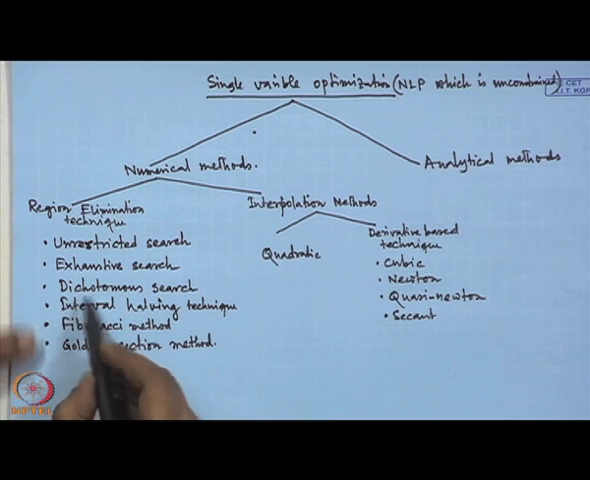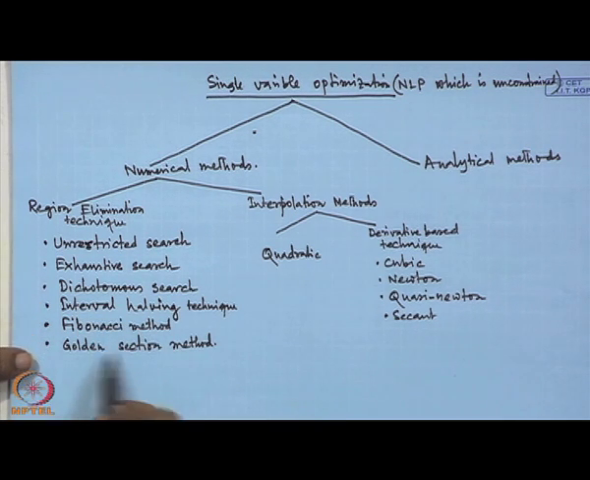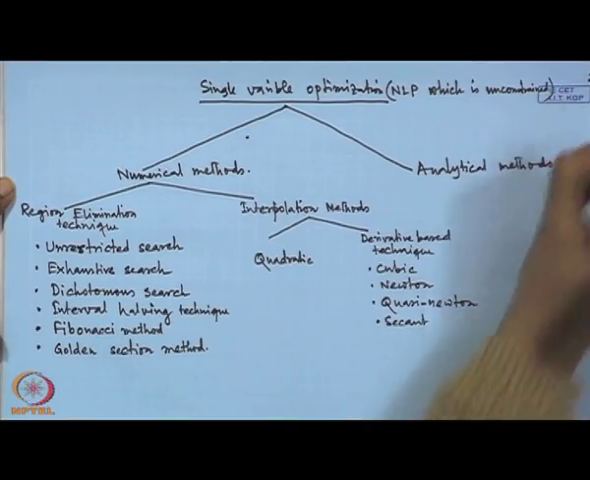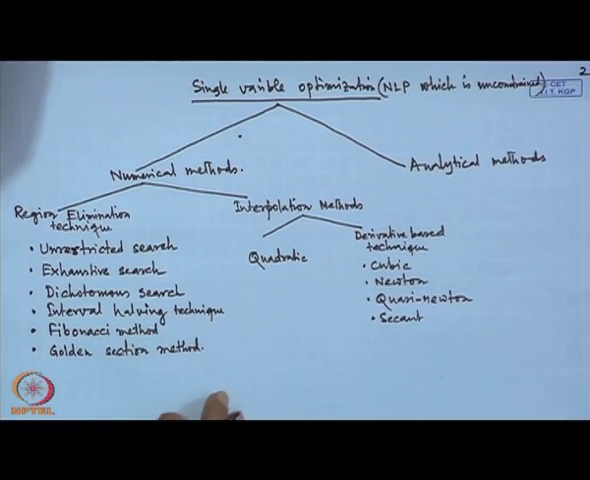Now, these methods, dichotomous, interval halving, Fibonacci, and golden section, we can categorize as sequential search procedures, because a sequential search procedure utilizes the information generated in the previous iteration in placing the subsequent iterations in the iterative process. That is why we will discuss the region elimination technique, and most specifically the unrestricted search method, next.